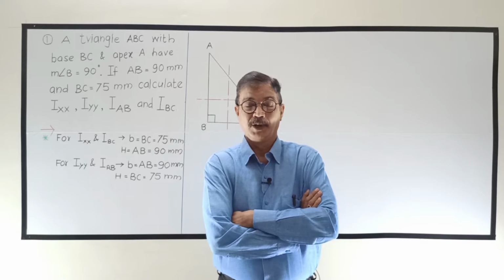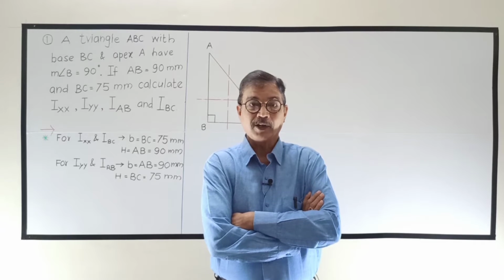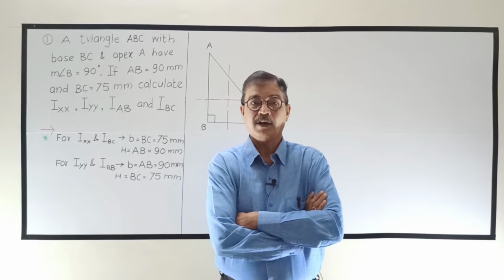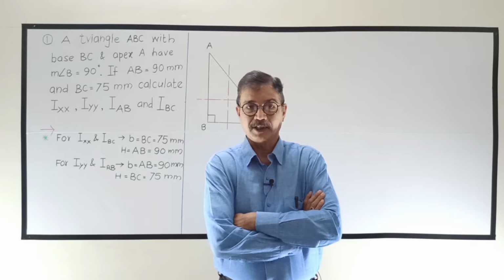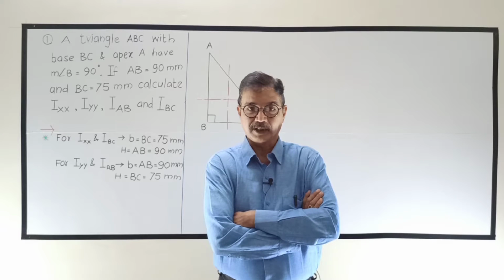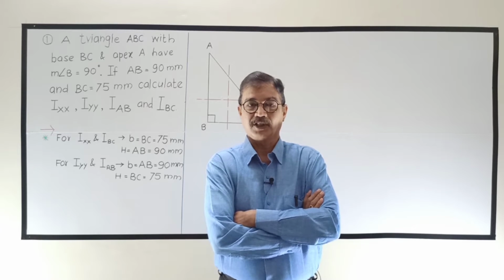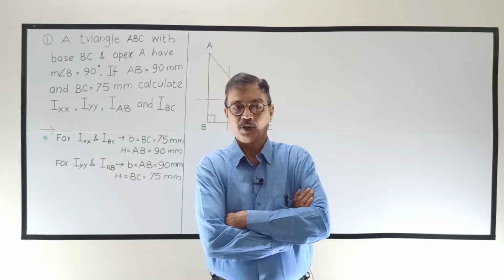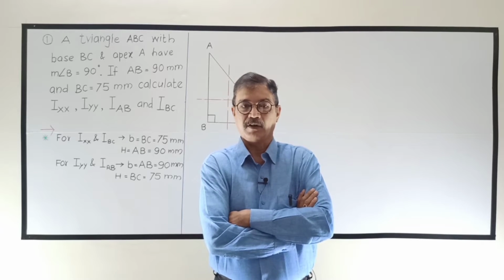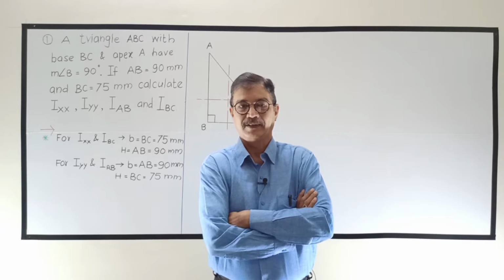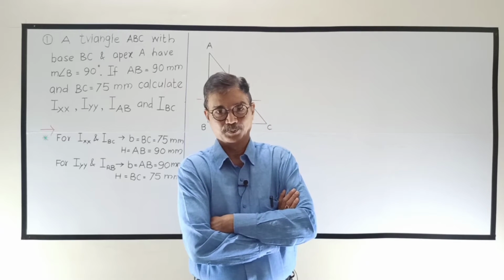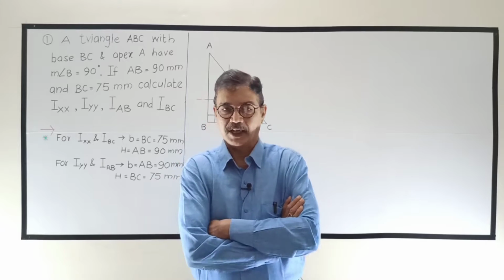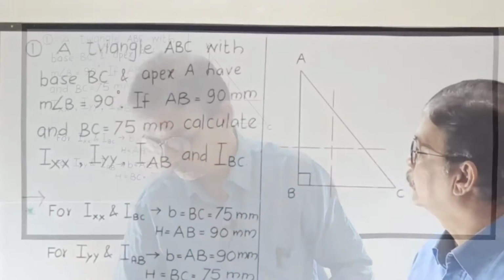Up till now, we saw how to calculate moment of inertia of solid symmetrical sections, hollow symmetrical sections, structural sections such as I sections, T sections, channel section, angle section. Today we will see how to find out moment of inertia of triangle, that is triangular section. So for that let us take the example.